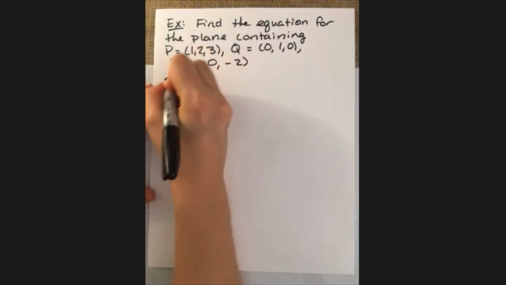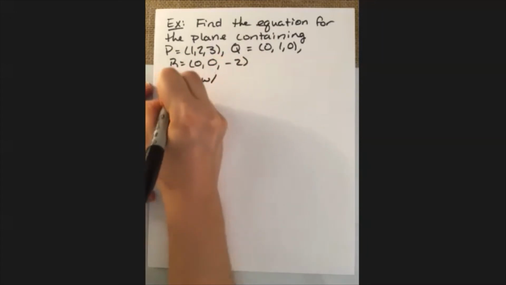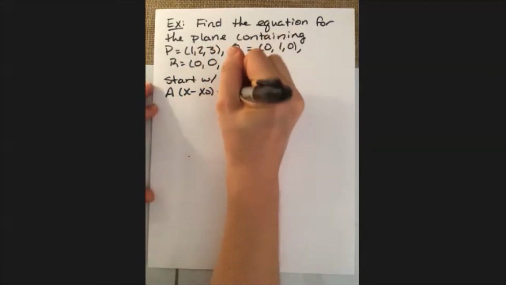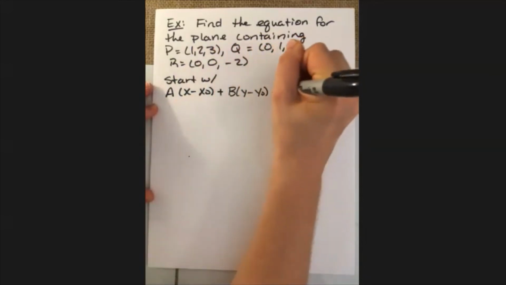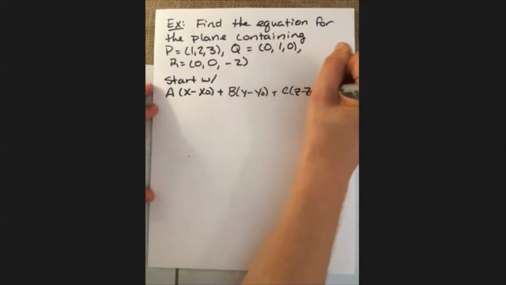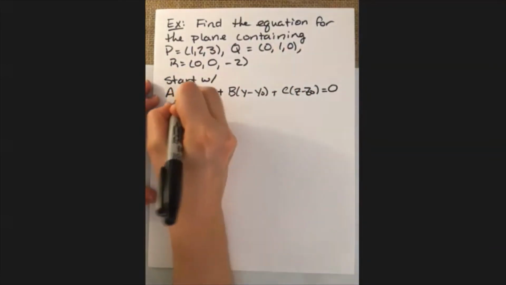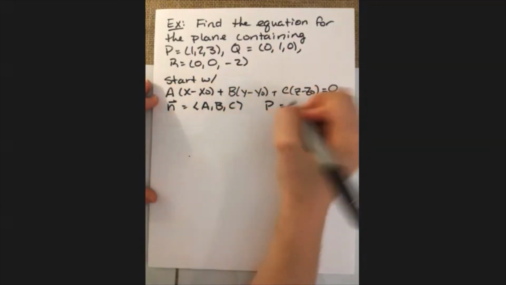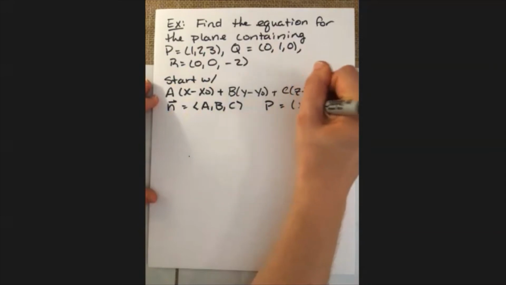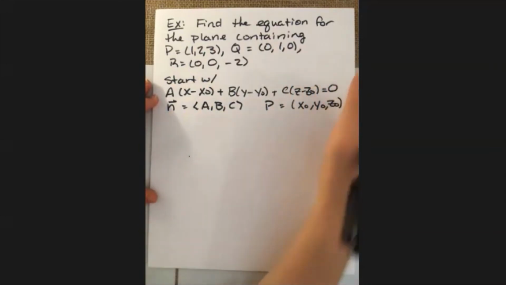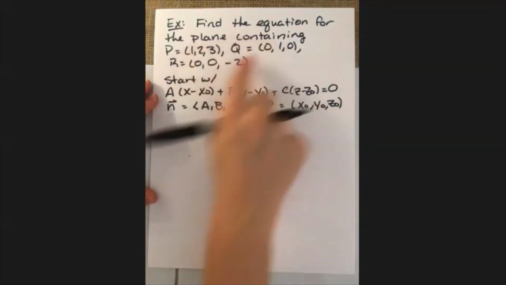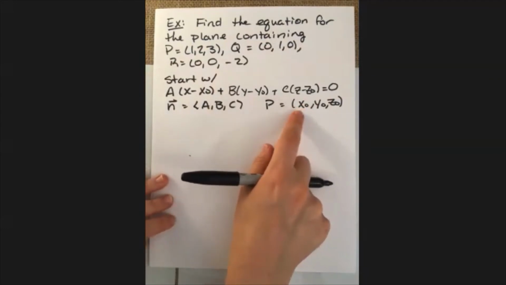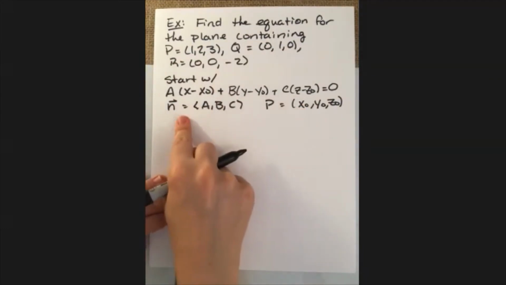Well, first and foremost, we're starting with our equation: A times (x minus x naught) plus B times (y minus y naught) plus C times (z minus z naught) is equal to 0. And this comes from that normal vector, A, B, C, and then some known point, P, that we want to have on our plane. Well, the point P isn't a problem because we have 3 points that we know we want to be on the plane. So any one of those 3 can fill this role right here. But the sticky point here is going to be getting that normal vector.